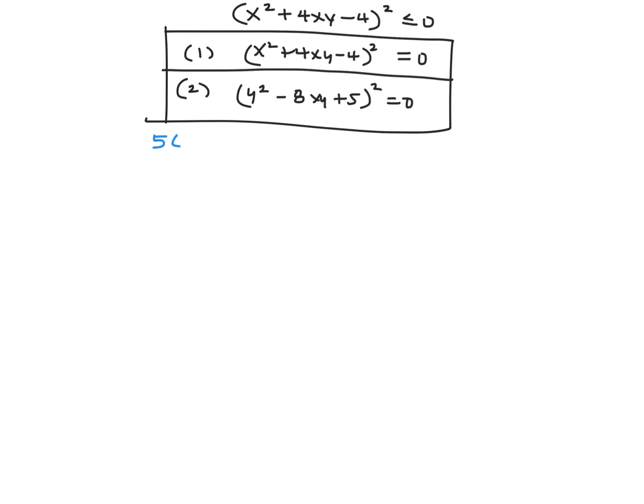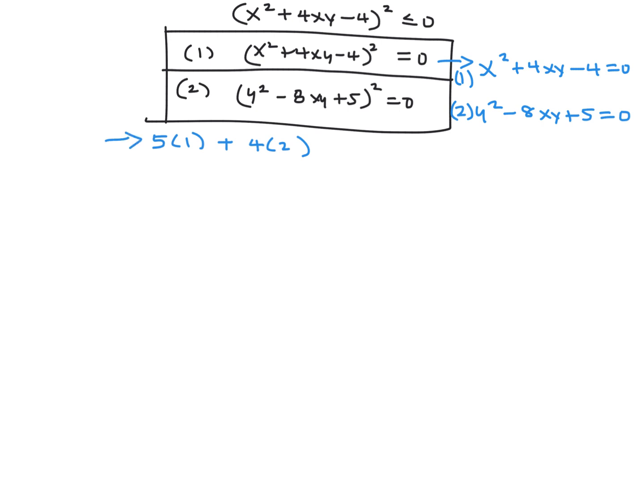So what I'm going to do is 5 times equation 1 plus 4 times equation 2. Oh, actually, before I do that, I'm going to take the square root of both sides. Get rid of those squares. Yeah, that's better, right? So we'll call this equation 1 and this equation 2. Okay, so now if I do 5 times equation 1 plus 4 times equation 2, it becomes 5x squared plus 20xy minus 20 plus 4y squared minus 32xy plus 20 is equal to 0.